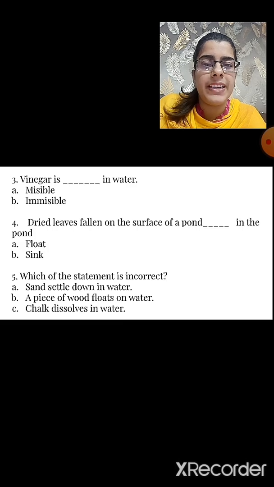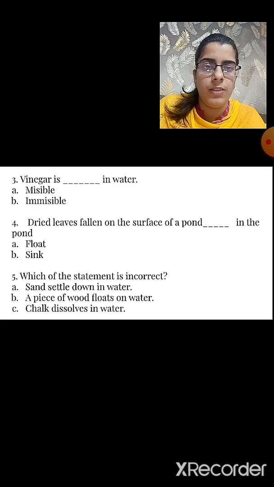Which of the statements is incorrect? So the 3 statements are given. You have to find which statement is incorrect. Sand settles down in the water? Yes, sand does not get dissolved in the water, so it settles down at the bottom. A piece of wood floats on the water? Yes, wood is less dense than the water, so it floats in water. Chalk dissolves in water. Does chalk dissolve in water? No, chalk does not dissolve in water. So option C is incorrect. Chalk does not dissolve in water.